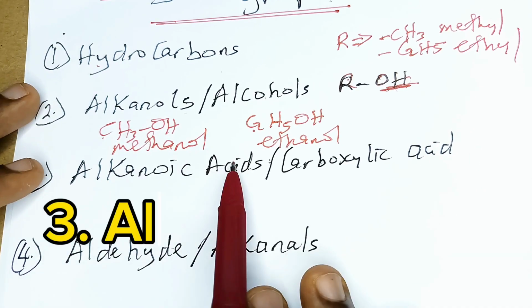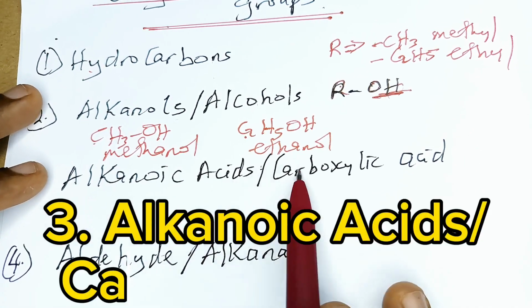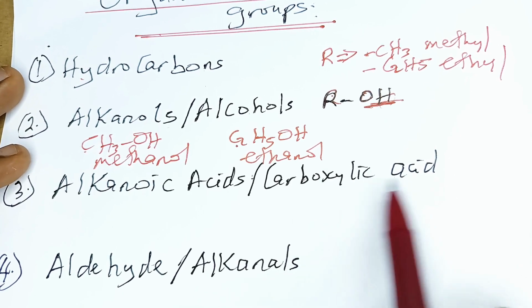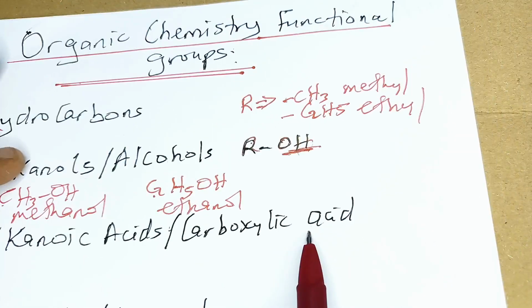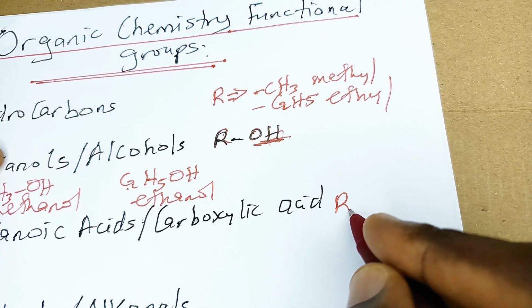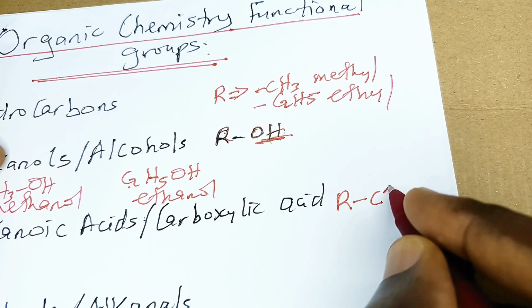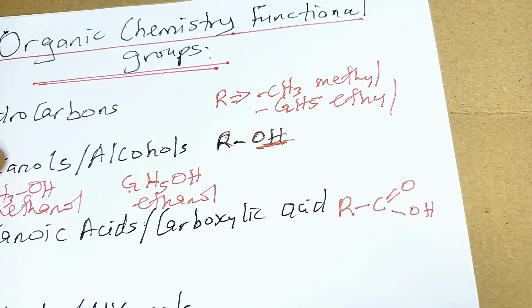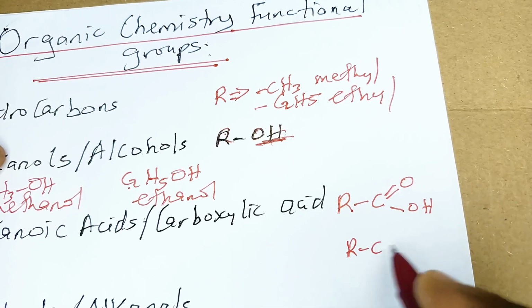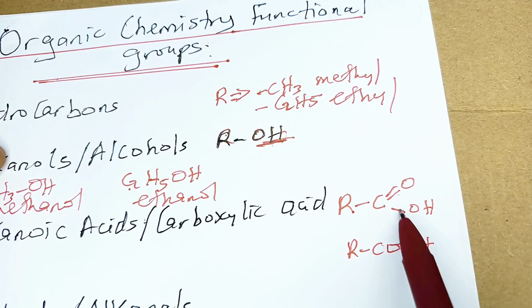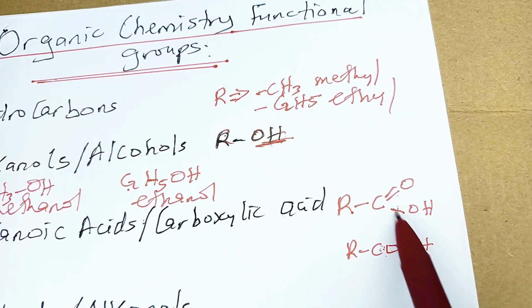Let's go to alkanoic acid. How can you identify alkanoic acid, which is generally called carboxylic acid? You can identify them when you have your R, which is the alkyl group, joining with a carbon, and that carbon has O and another OH. In the compressed form, they can write it as RCOOH. Both of them are the same. They are the alkanoic acids.